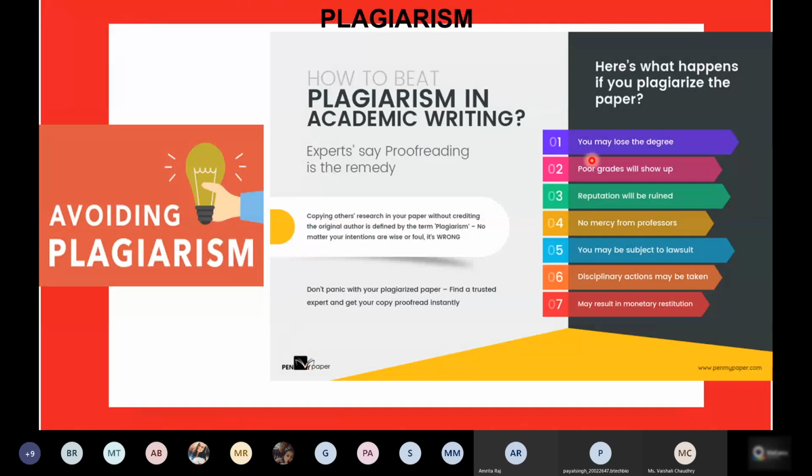You may lose your degree, you may be given a poor grade, your reputation will be ruined, no mercy from professors, right? And apart from this, there are strict guidelines. There are ethics committees, right, which strictly follow this kind of thing. And if you say, sir, how will I be caught? If I commit plagiarism, if I do this kind of copying, how can I be caught? If I publish in an open platform, in an open database somewhere, can I be caught? Can I be recognized, can I be identified? Yes, the answer is yes.